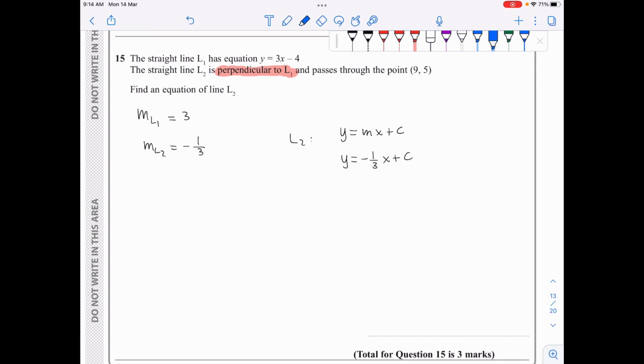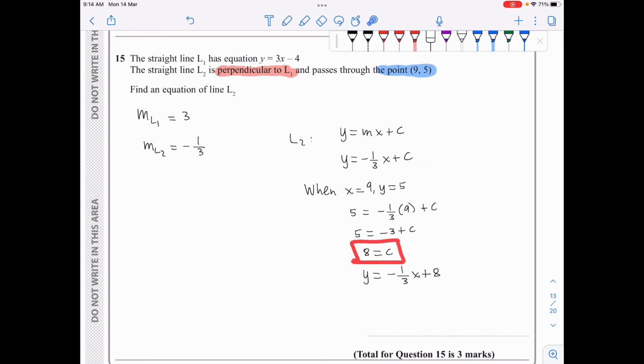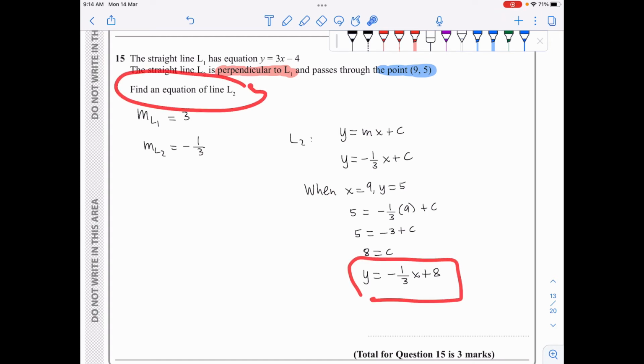And I will now use the second piece of information, that it passes through the point (9, 5), which means that when x is 9, y is 5. So I will put 5 is -1/3 of 9 plus c. 5 is -3 plus c, so 8 is c. So y is minus a third x plus 8, and that's the equation of the straight line. Remember not to stop when you find c. You actually need to give an equation of the straight line, just like the question was asking you to.